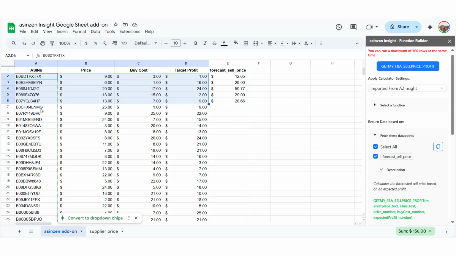By leveraging Asinzen Insight's Get My FBA Sell Price and Get My FBM Sell Price functions, you can confidently determine the best pricing strategy to maximize your profits on Amazon, regardless of your fulfillment method.